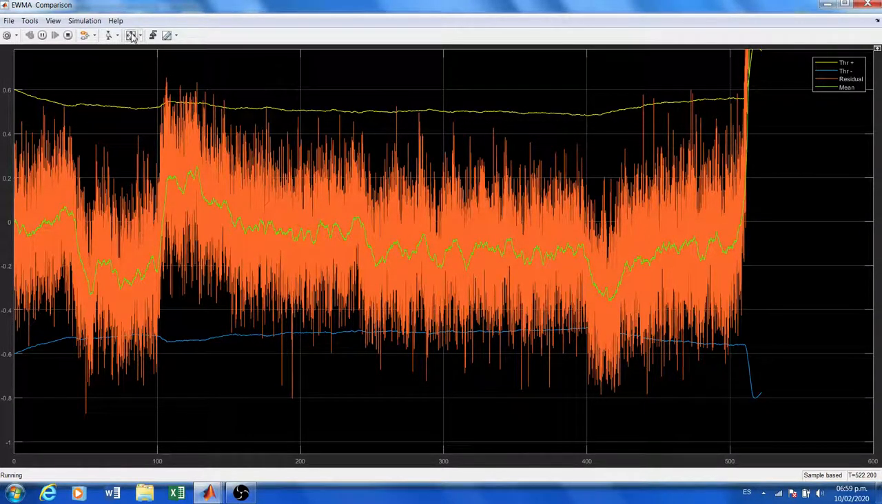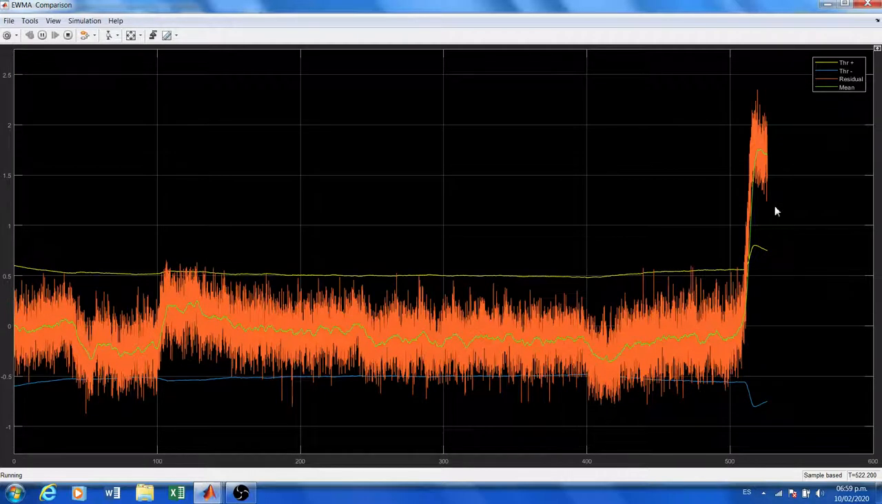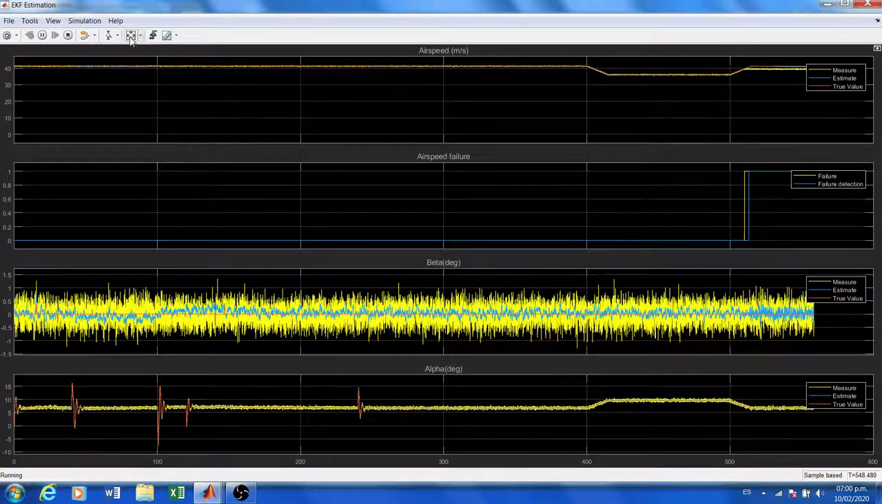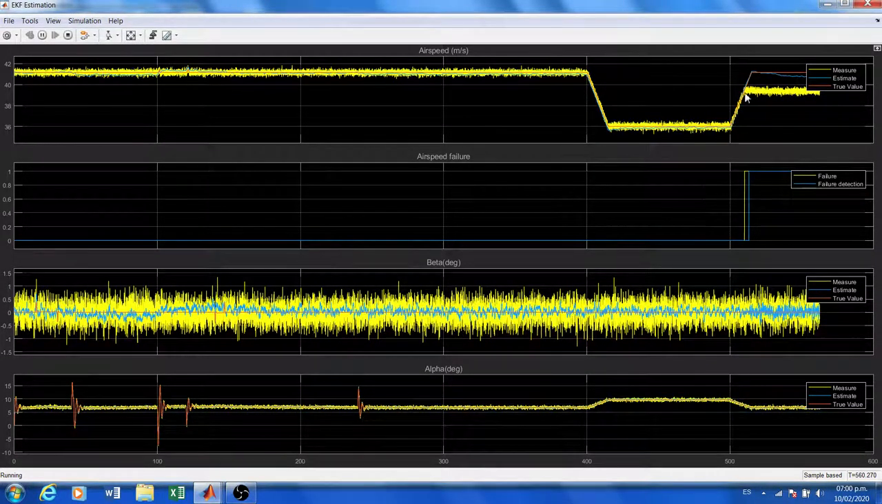Let's zoom out and see where's the signal. Look, here it crosses the upper threshold. The mean is crossing the upper threshold, you see, and the fault was detected. If we see here the estimation graph, with the error, this is the signal, here is the erratic airspeed from the PTOT, and look, the estimation is following the true value. Yep, here's the failure in yellow. And it was detected after a few seconds, 5 seconds or less.